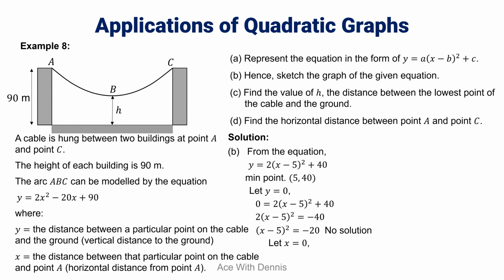Next, I want to find the y-intercept, so I will let x equals 0. Then the equation becomes y equals 2(0 minus 5)² plus 40. Calculate the value, we'll get y equals 90. And now we can start to sketch the graph.